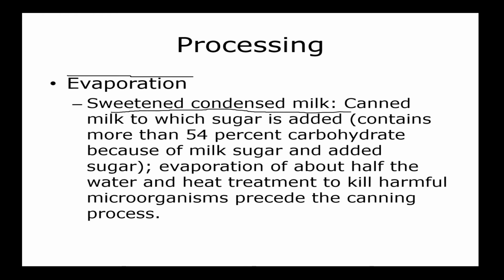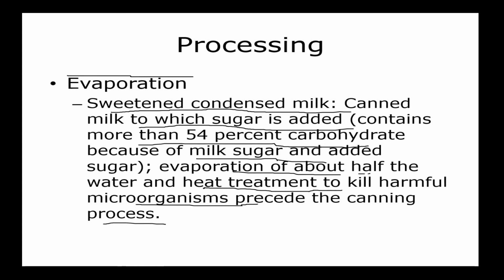The sweetened condensed milk has a lot of extra sugar content. These are canned milks to which sugar is added, containing more than 54% carbohydrates because of milk sugar and added sugar. Evaporation of about half the water and heat treatment to kill harmful microorganisms precede the canning process. This process is very similar to pasteurization: the milk is heated, extra sugar is added to make it sweet, the water content of the milk is evaporated, and then it is processed. So this is sweetened condensed milk.